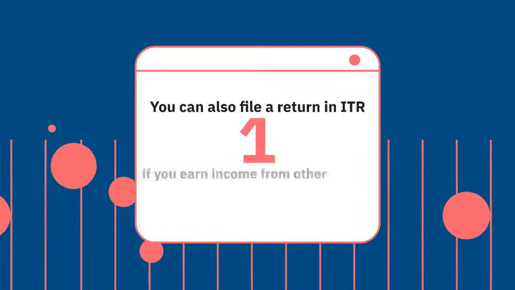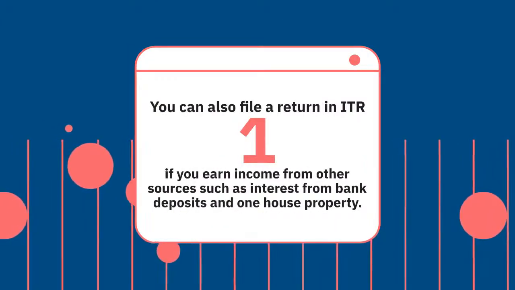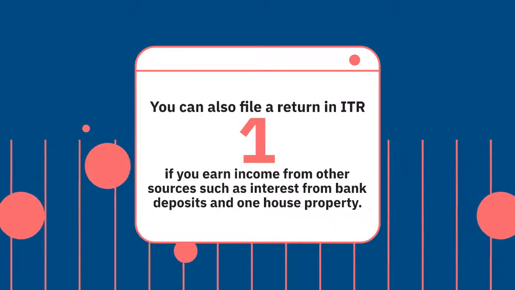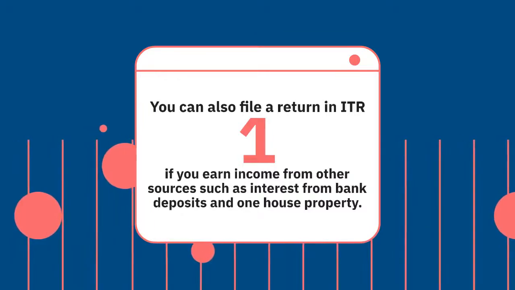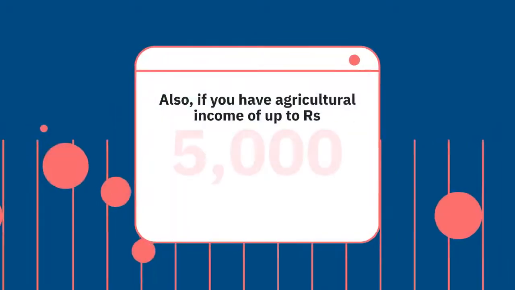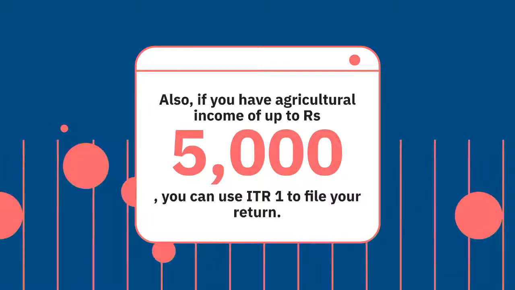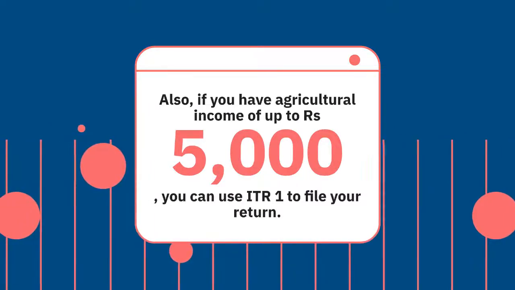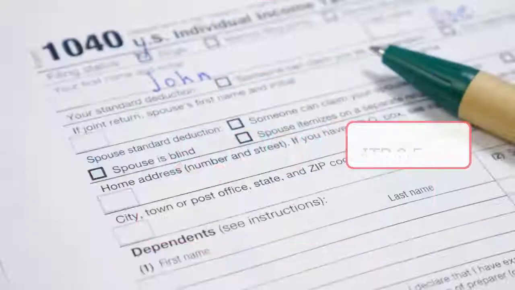You can also file a return in ITR 1 if you earn income from other sources such as interest from bank deposits and one house property. Also, if you have agricultural income of up to Rs 5,000, you can use ITR 1 to file your return.